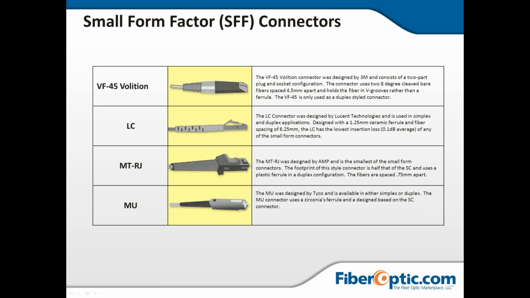Here's the one you're going to see the most as far as the SFF, the LC. This is the game changer right here, but I'm going to leapfrog all over that real quick and go into the MTRJ, which was designed by AMP and is the smallest of the small form connectors. The footprint of this style connector is half of the SC and uses a plastic ferrule in a duplex configuration. The fibers are spaced 0.75 millimeters apart.